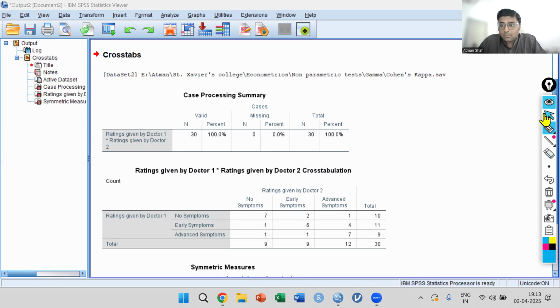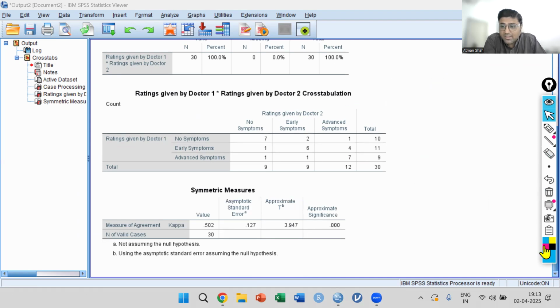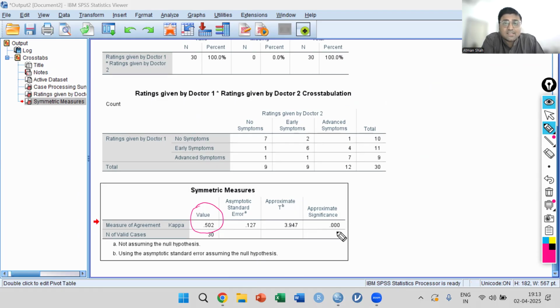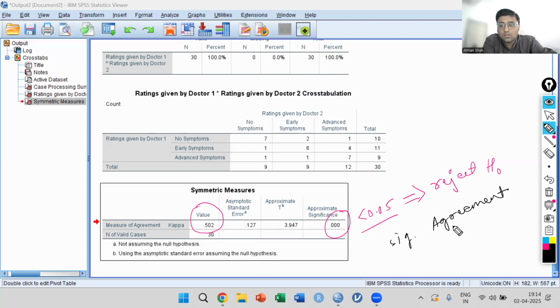Now check the symmetric measures. Here we have the value of Cohen's kappa, that is 0.502. Before we interpret this, we need to understand the statistical significance. Here we have the p-value. This is less than 0.05. So we reject H naught. Since we reject H naught, we conclude that there is significant agreement. Since Cohen's kappa is 0.502, we can say that we have moderate agreement between two doctors. So this is how we interpret the result of Cohen's kappa.